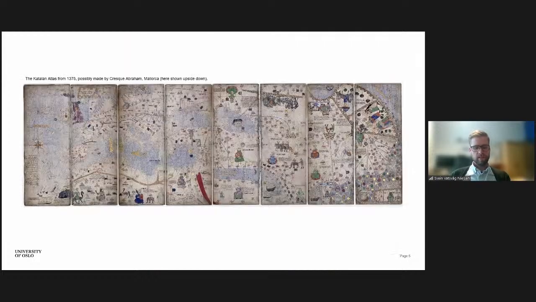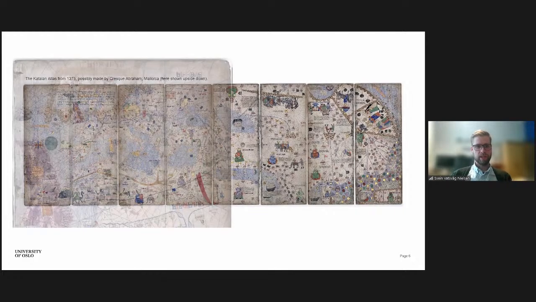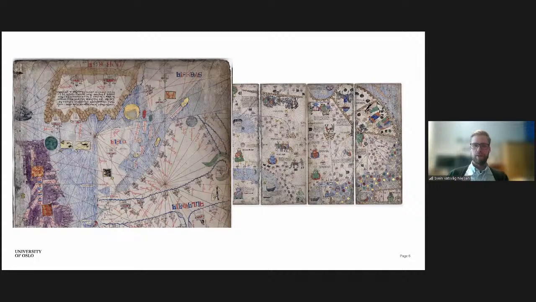But of course, the natural topography is only one part of the way to look at the landscape, and the landscape is always perceived from somewhere. Just to take an example that's probably well known to many of you, the Catalan Atlas from 1375. Here we see it upside down actually, but we can see the Mediterranean Sea, and up here we see Norway, as one Norwegian researcher called it, a pile of rocks down in the north.